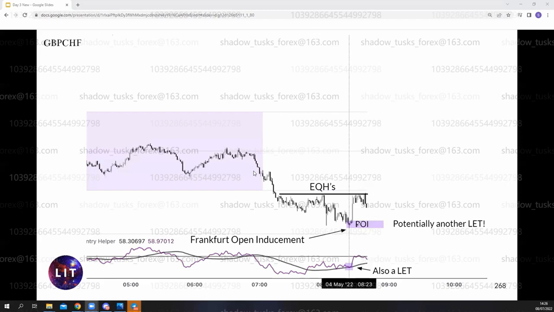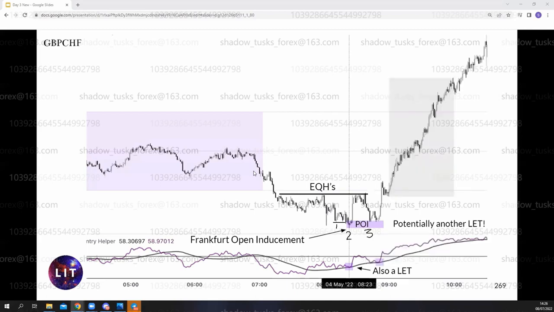Nevertheless, is it valid on its own? Of course. Why is that? Because remember, we had our build-up, 1, inducement, 2, and then the last stage would, of course, be the mitigation. So let's see how that plays. Perfect. As you can see, a really beautiful reaction. And it was indeed a LET.